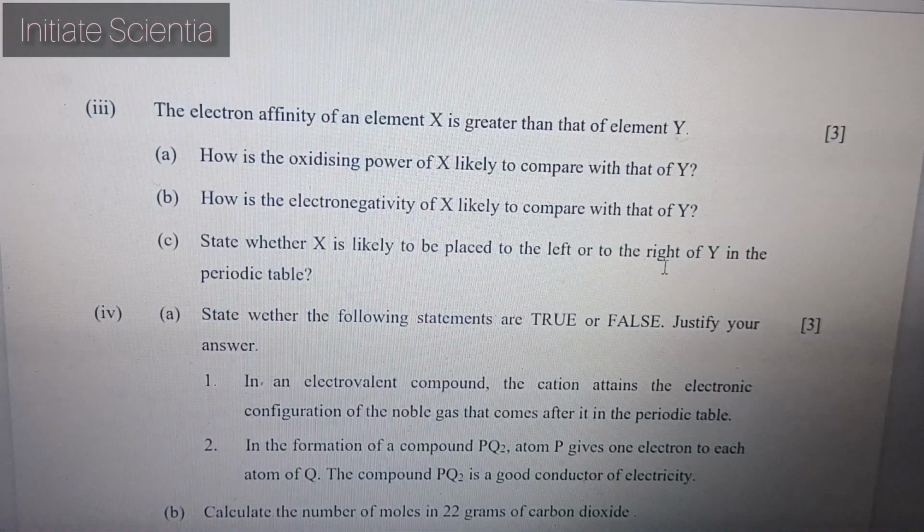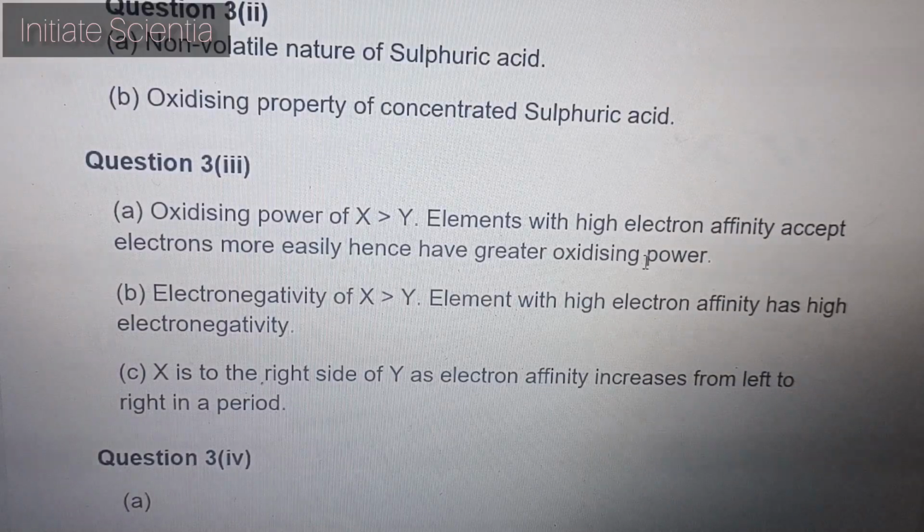State whether X is likely to be placed to the left or to the right of Y in the periodic table. X is to the right side of Y as electron affinity increases from left to right in a period of the periodic table.